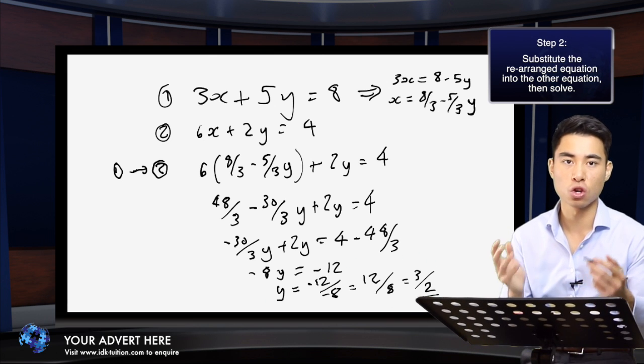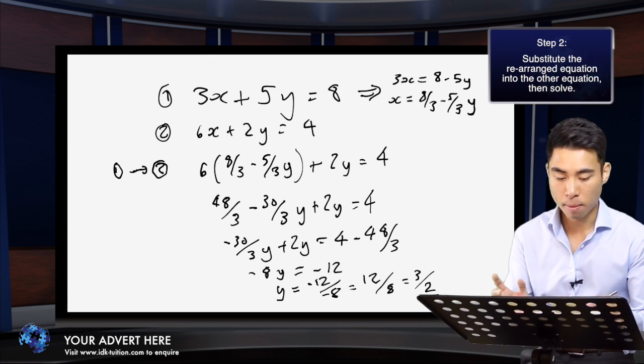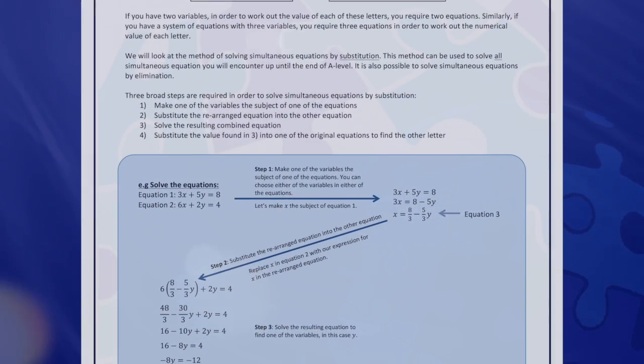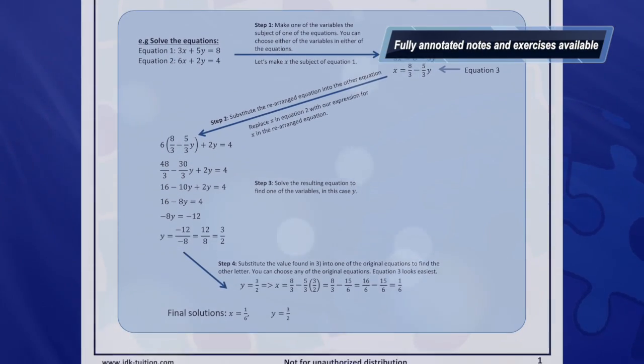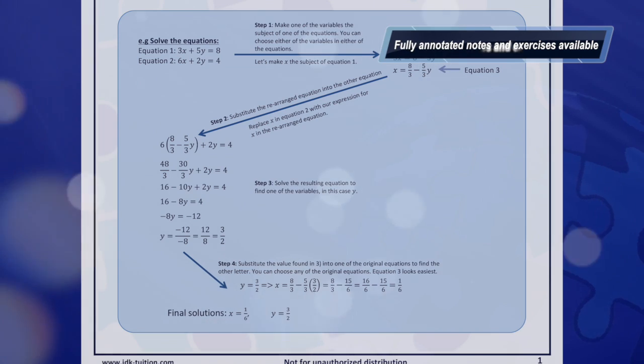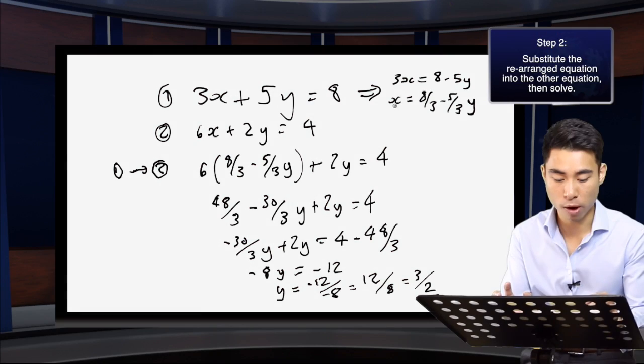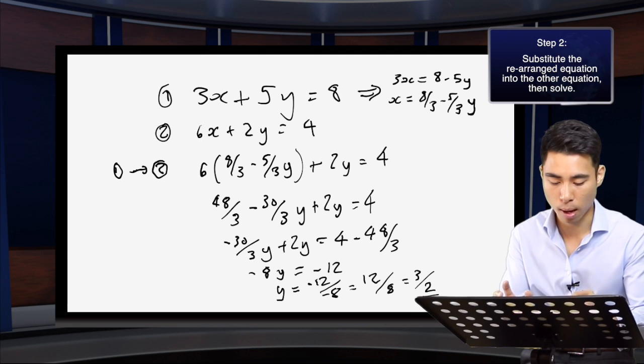So that's step number 2. I've substituted in my rearranged form of equation 1 into equation 2. I've solved for my first variable. If you rearranged such that you made y the subject, then once you got to this step, you'd have an equation just involving your x variable, and you'd be solving for your x variable down here.